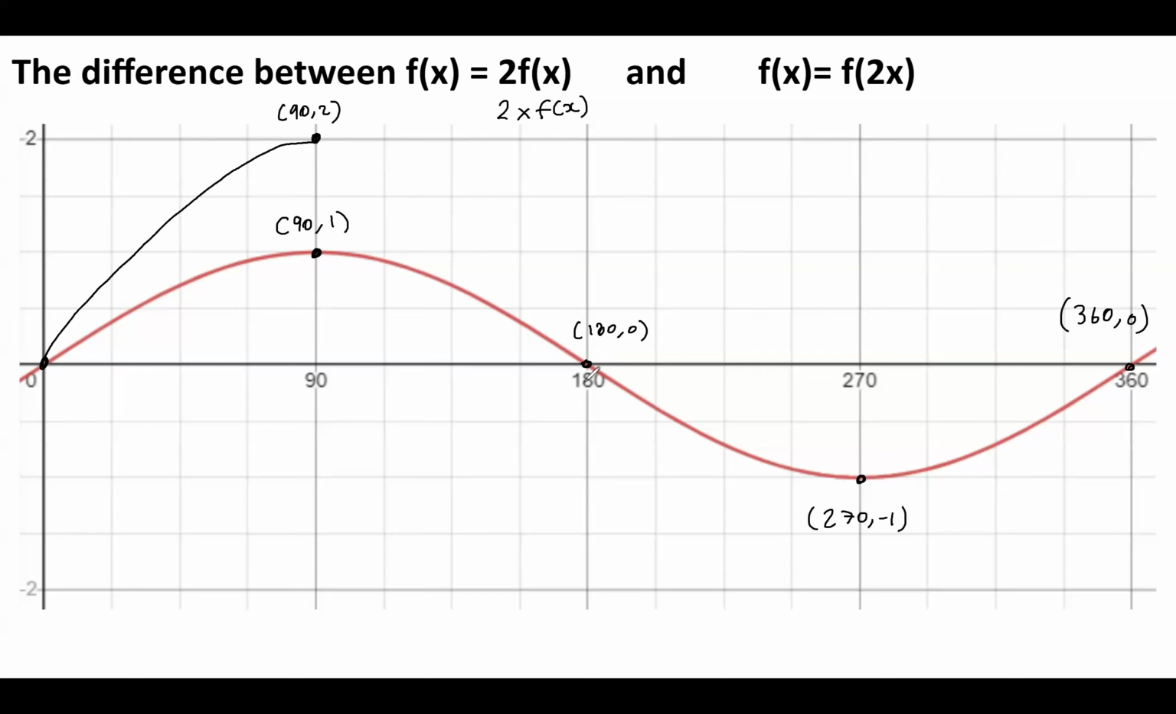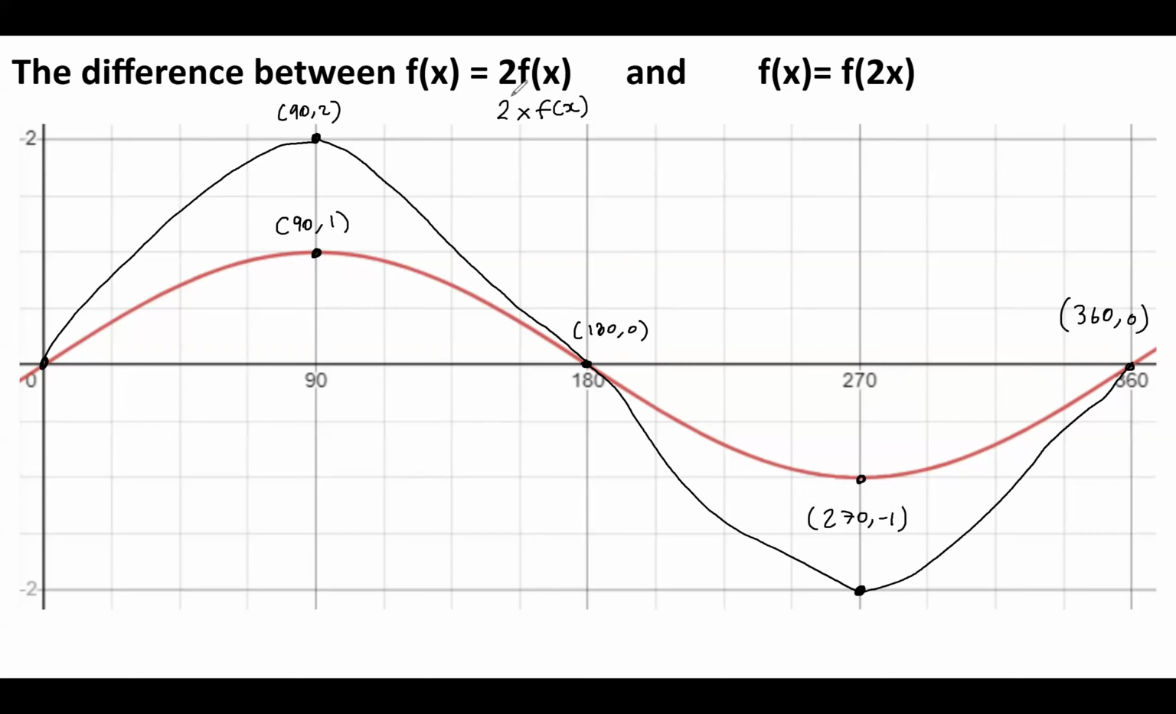Likewise, over here, we've got 180, 0. So 0 times 2 is still 0, so there is no change there. However, over here, we're at minus 1. So minus 1 times 2 takes us to minus 2. And likewise over here, 360, 0. 0 times 2 is still 0, so we stay at 360, 0. So we can see we've got a stretch in our graph over here.